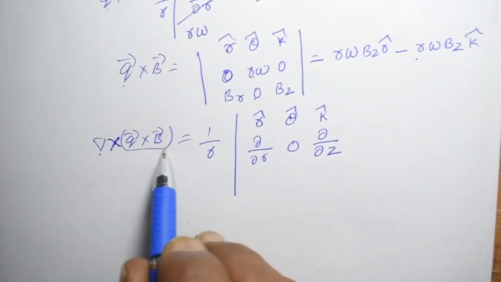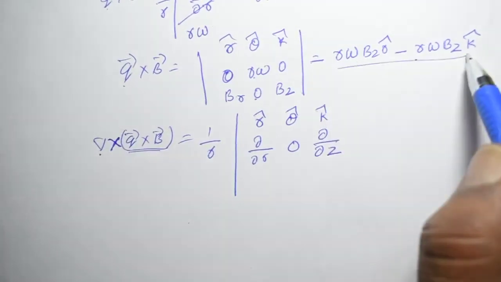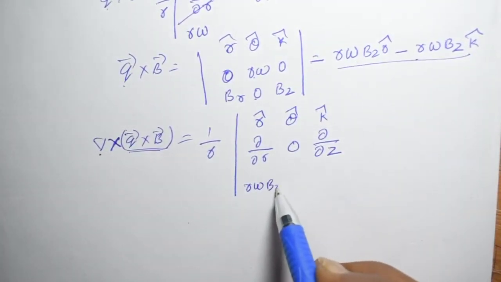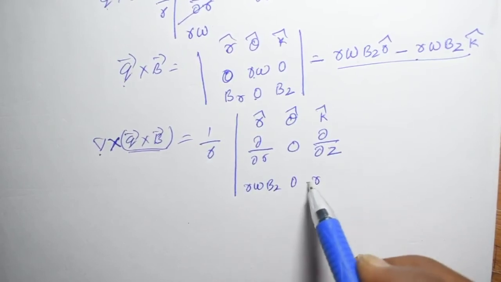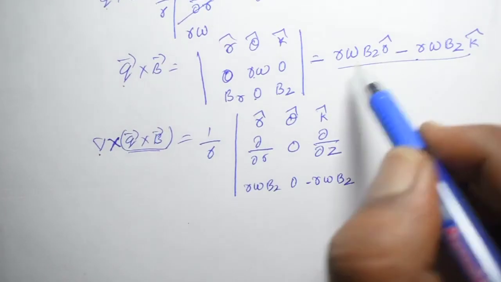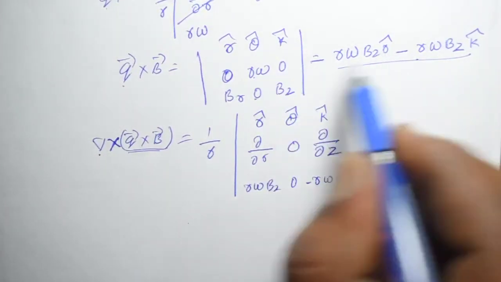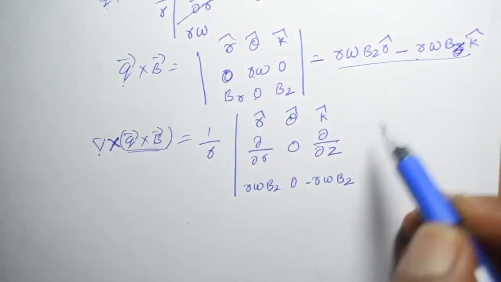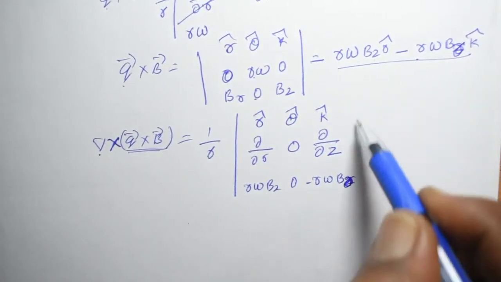So, the components of q cross b. Q cross b components are given by these two, that is r omega bz, 0, minus r omega br. So look here, r into this is bz, correct? And theta cap into this is br, right? So this is br. Okay.